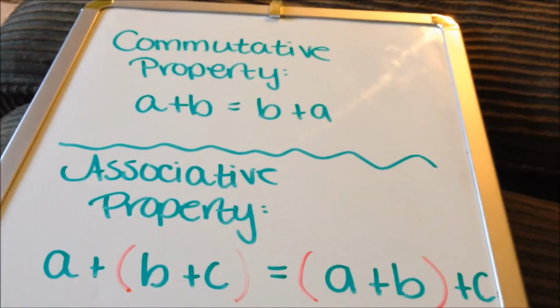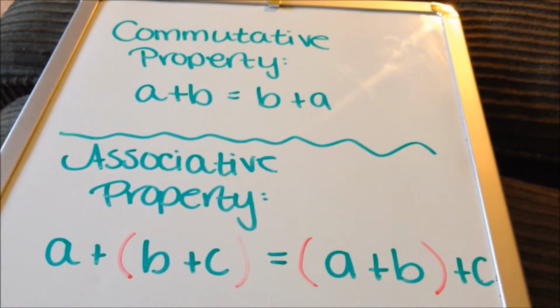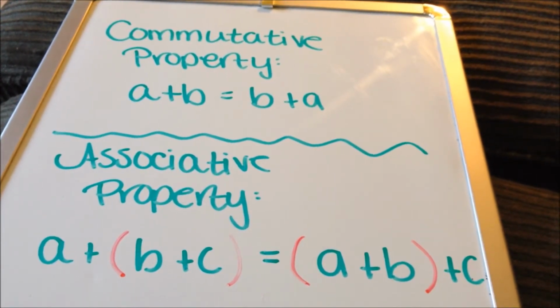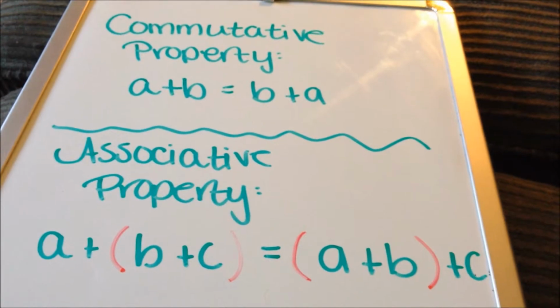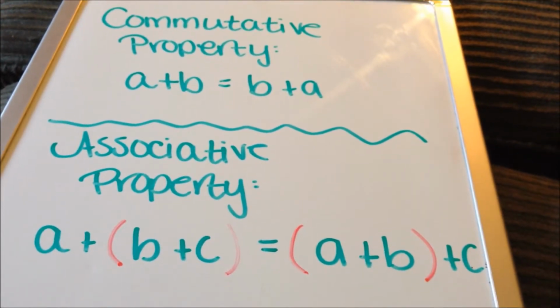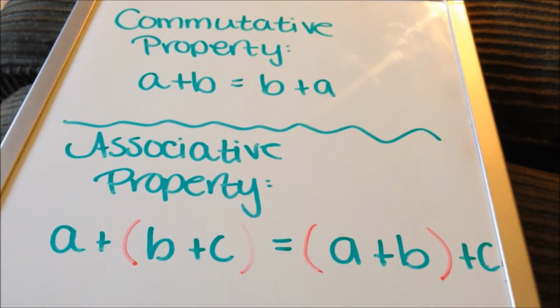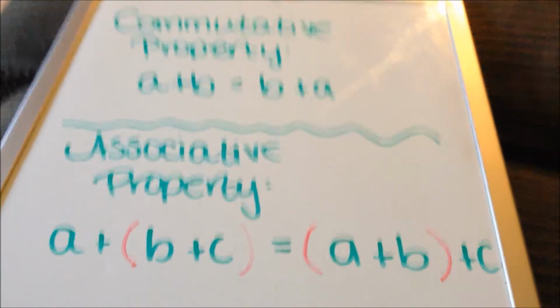Let's talk now about the associative property of addition. We have a plus the quantity b plus c equal to the quantity a plus b plus c. Notice the order of the terms are the same on the left and the right. It's just that we have the parentheses around b plus c on the left and the parentheses around a plus b on the right.